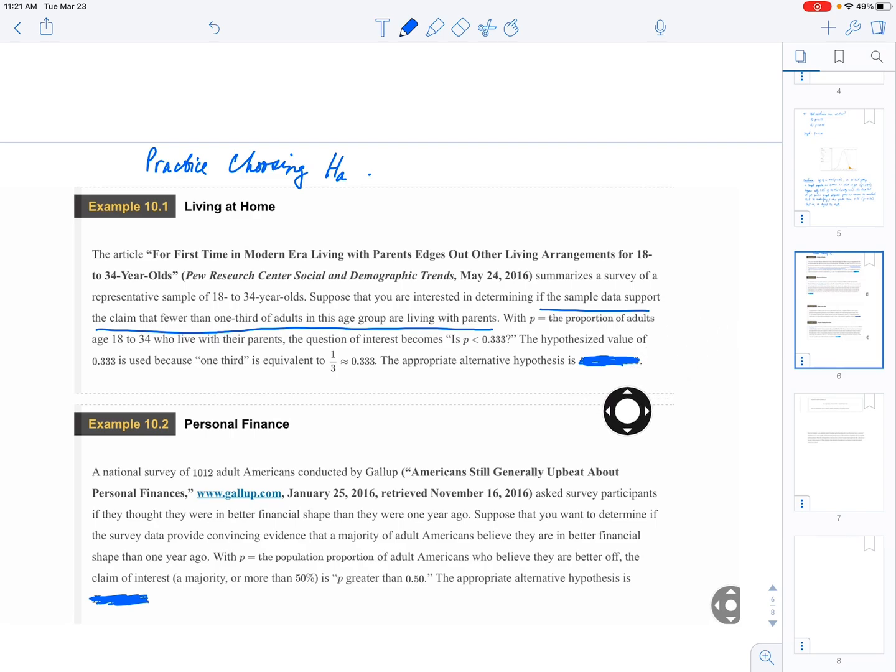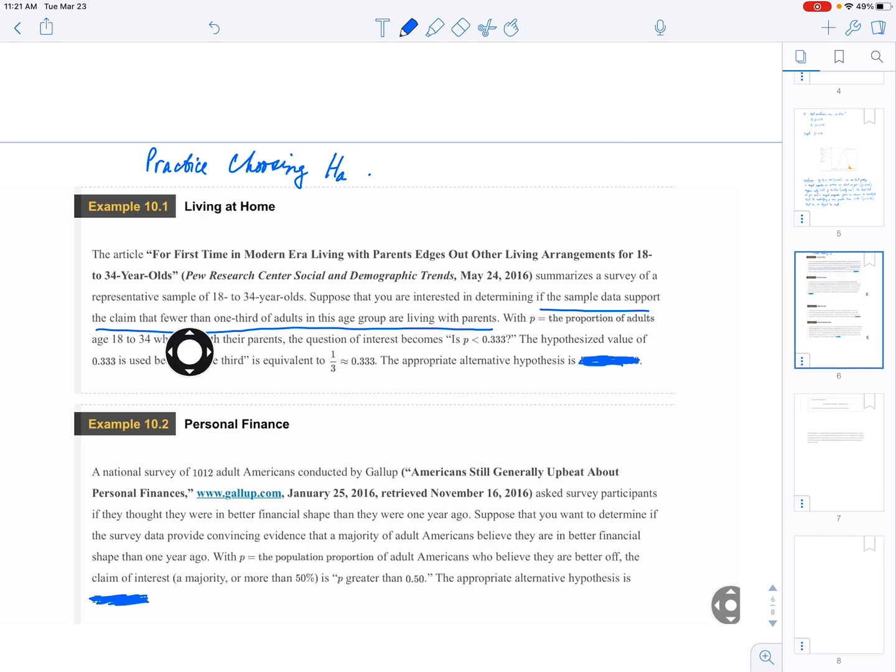So they tell us that p equals the proportion of adults 18 to 34 who live with their parents. That's what p represents. So the question is, is p less than 0.33? So the hypothesized value is 0.33, and the appropriate alternative hypothesis, because remember what I said earlier, is that when you're hypothesis testing, your only ability is to have evidence that supports the alternative. So if you're asking yourself, do I have data to support a claim, then you better make sure that claim is the alternative hypothesis.